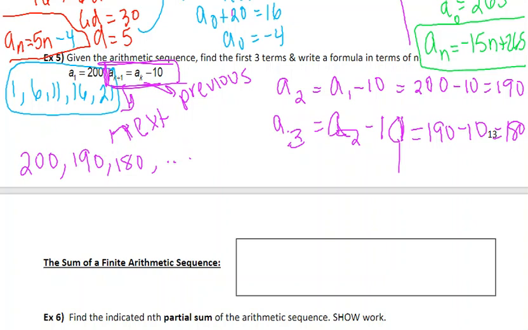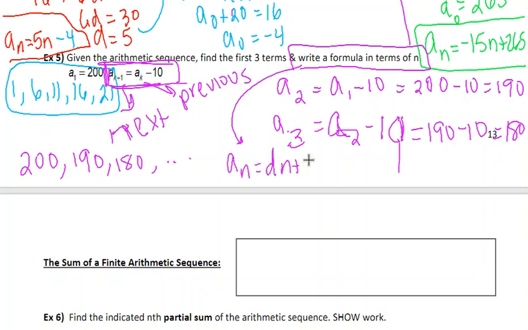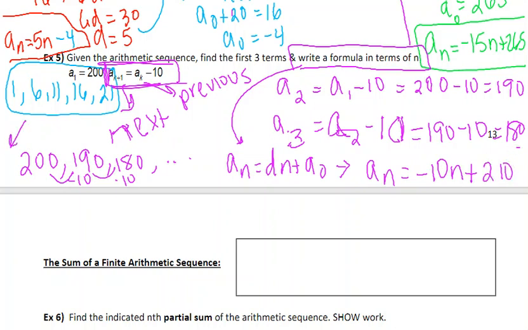You could see that this is going on and on. But they also want you to write a formula in terms of n. So this is asking you for a sub n equals dn plus a sub 0, exactly what we did up above. Now that I have that form, I can find the common difference. The common difference you can see here is just subtract 10, subtract 10. And so that's negative 10n plus the 0th term, which would be the term that comes before, which is 210.